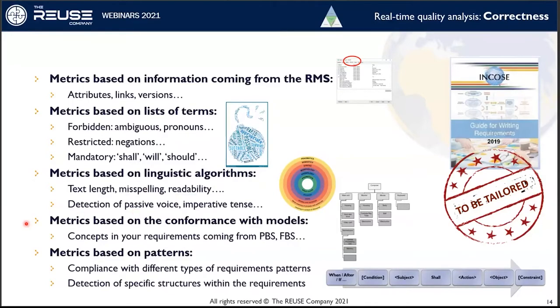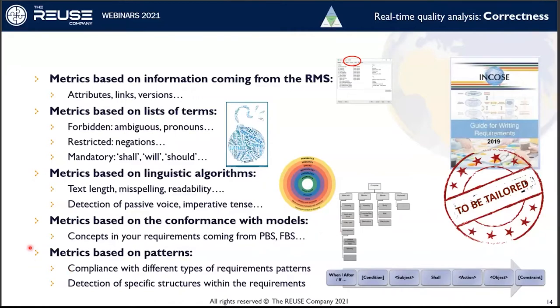And then we can actually create those metrics based on conformance with models. So if we, for instance, have a product breakdown structure or a functional breakdown structure, and this is just examples of those. If you have those, and now you have to think that you actually have that in the Capella tool, why don't you use that to check for these things? Are you correct? Are you using the naming convention that you have set up in the model?